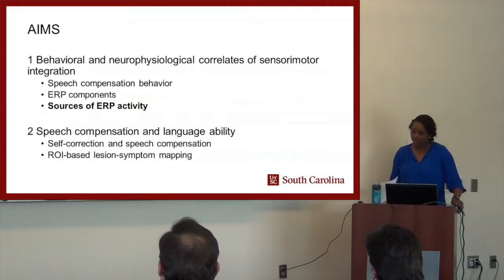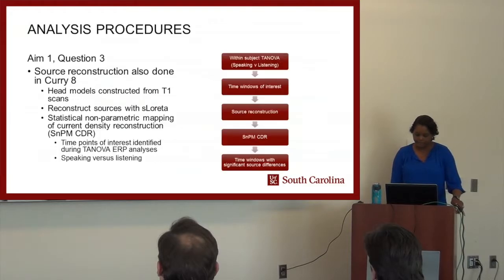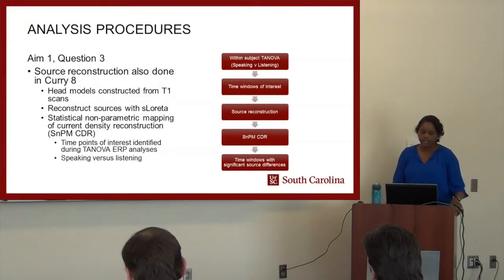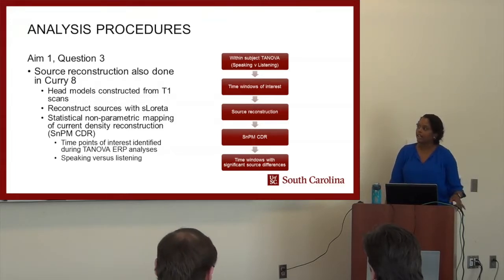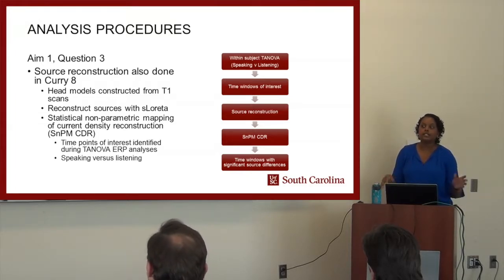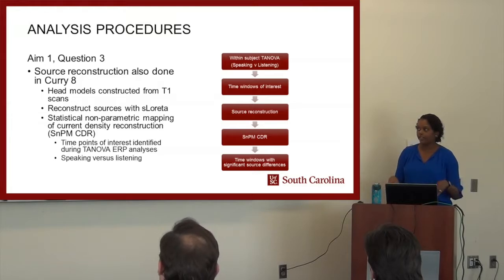All right, so let's take a look at the ERP activity. So the source reconstruction was also done in Curry. Head models were constructed from T1 scans for the individuals with aphasia. For the controls, we just used standard head models. And then sources were reconstructed. And then we conducted a statistical analysis on the sources to determine statistically significant differences between speaking and listening conditions.